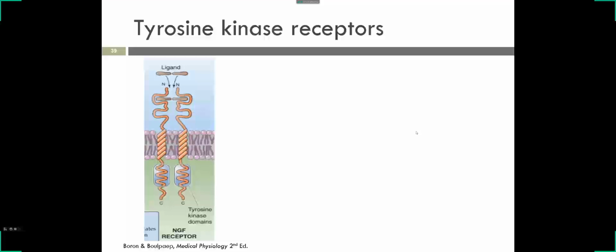This is an example of the tyrosine kinase receptors. Okay, it's the NGF receptor. You can see here this ligand is helping drive dimerization, and you've got a variety of these domains in the single transmembrane domain with the active kinase domains on the intracellular side.